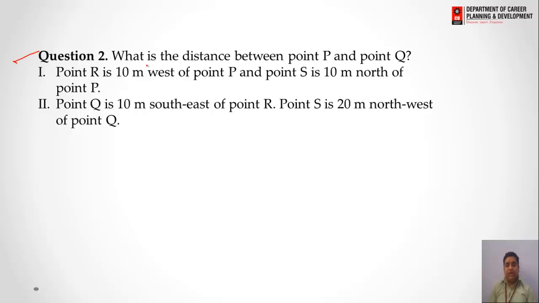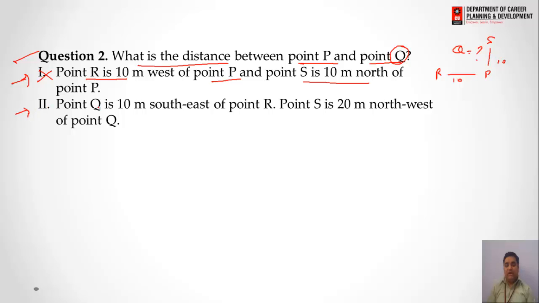Now the second question: what is the distance between point P and point Q? The first statement says R is 10 meters west of P and S is 10 meters north of P. Here we have R, P and S, and all points have a difference of 10 meters. In this statement we do not have the other variable asked about in the question, that is variable Q, so we cannot answer by using statement 1 alone.